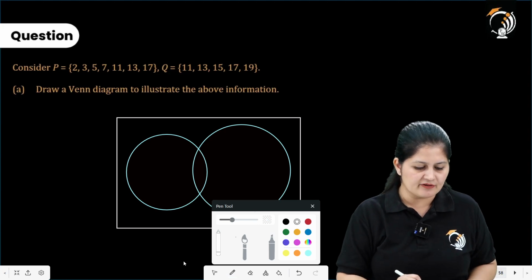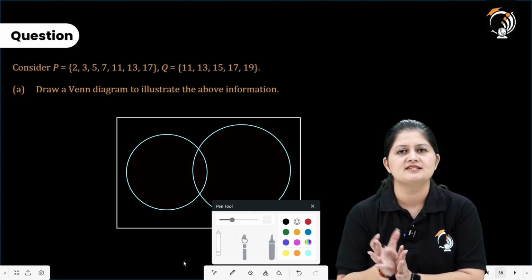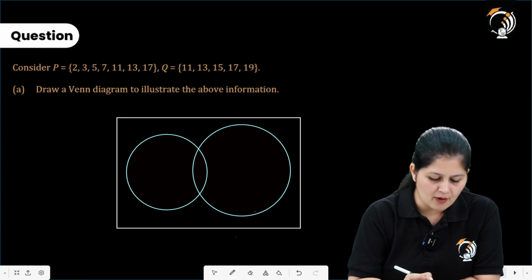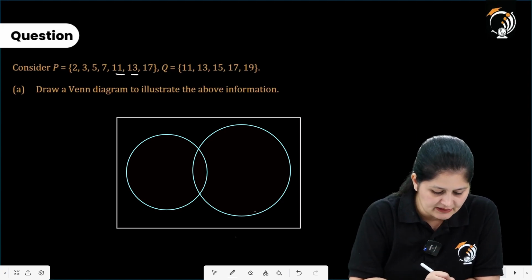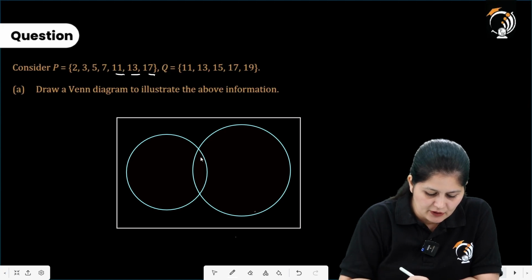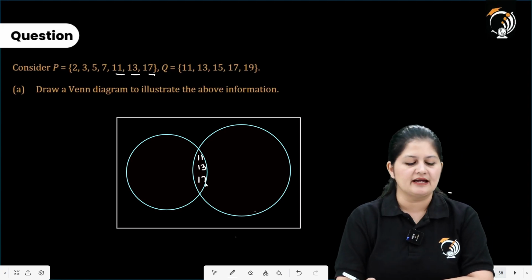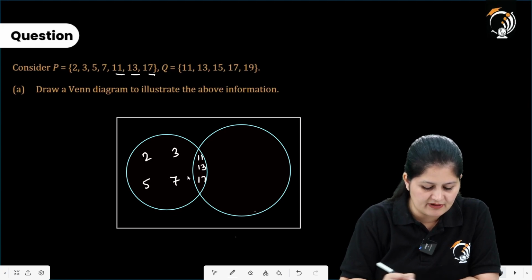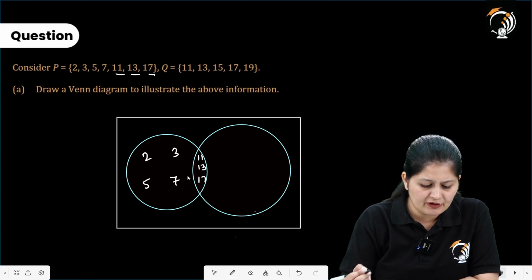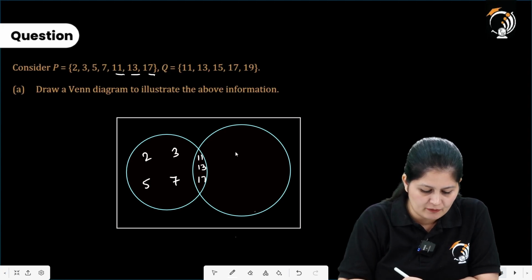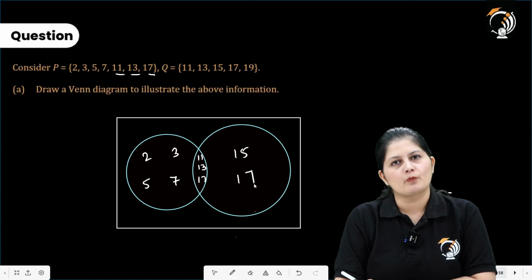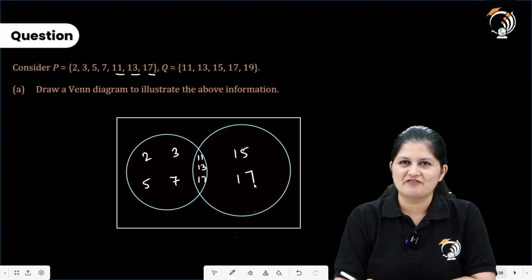Firstly, let's look for the common elements. I always suggest that you write the common elements first. Okay, so the common elements that we can see here are 11, 13 and 17. These are the only common elements, so I'm just going to write the common elements first, which are 11, 13 and 17. Here we are going to have the other elements as 2, 3, 5 and 7. And then the elements of Q that we are left with here are 15 and 17. So that is how we are going to make the Venn diagram in order to illustrate the given information.